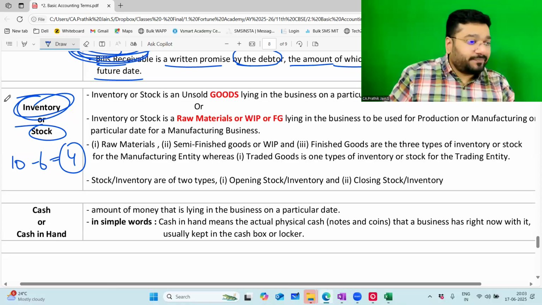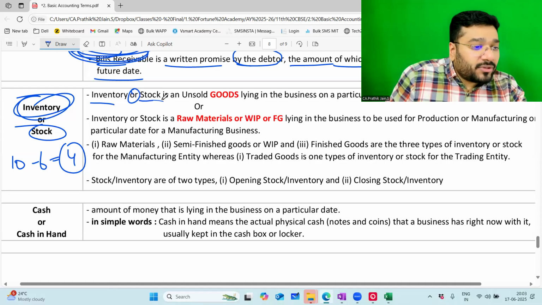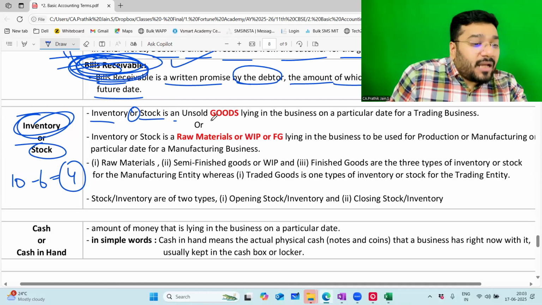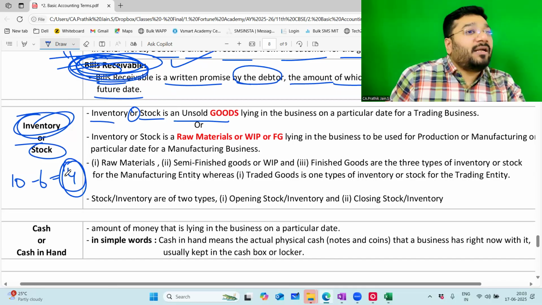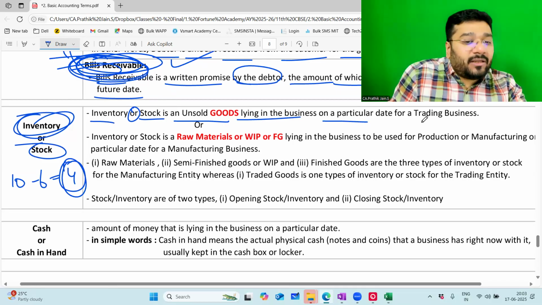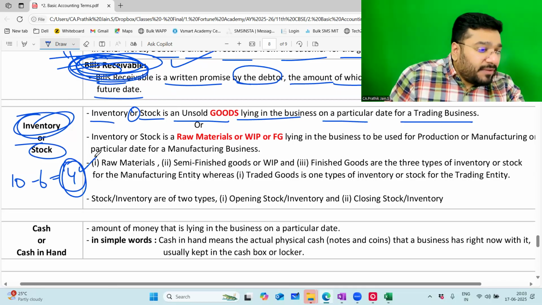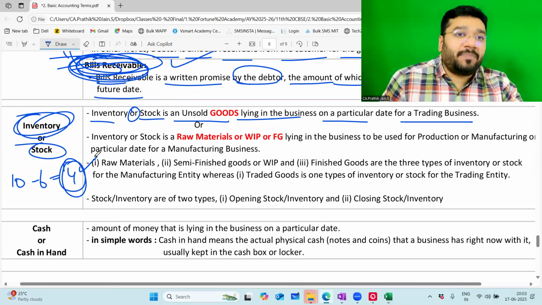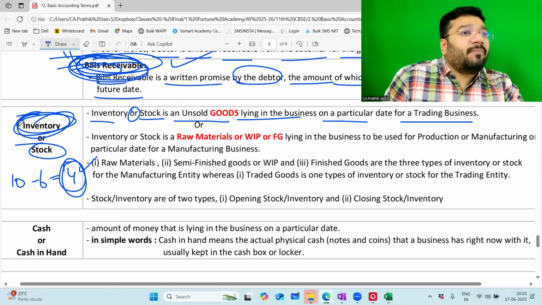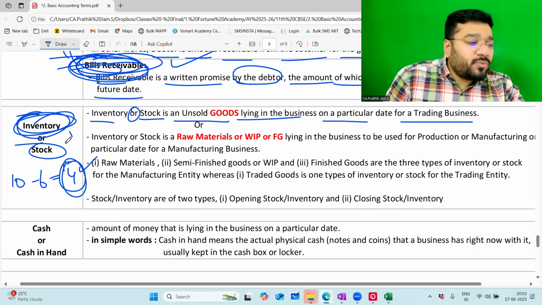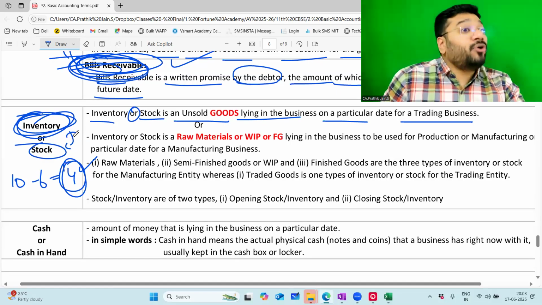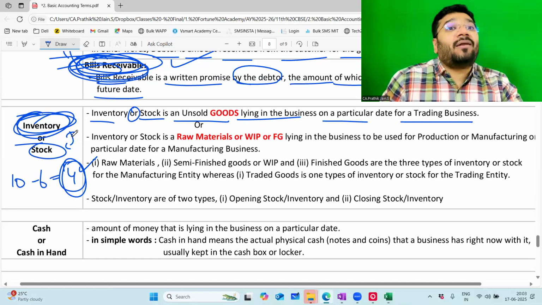Inventory is very particular. So inventory means what? It is unsold goods. These 4 goods are unsold, lying in the business on a particular date for trading purpose. So next time, whenever I want, I'll take this phone and sell it. It's for my trading purpose. So inventory is the right term, but in 11th and 12th, we use these words interchangeably also. But I want you to understand that stock and inventory both are different.